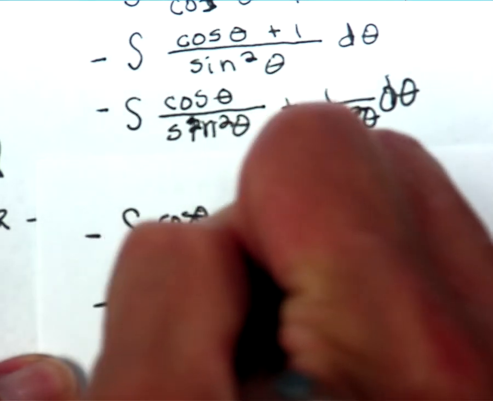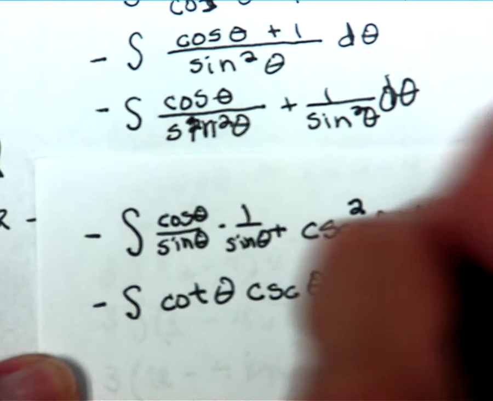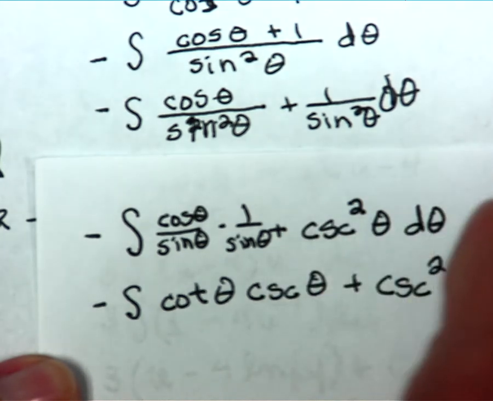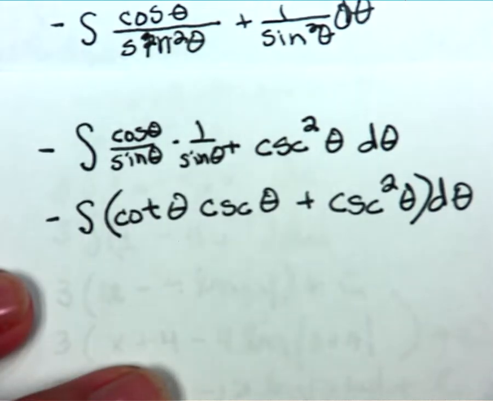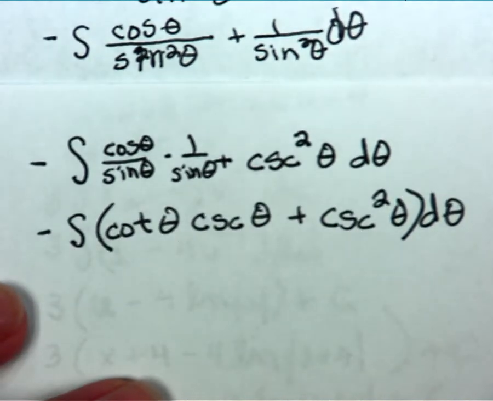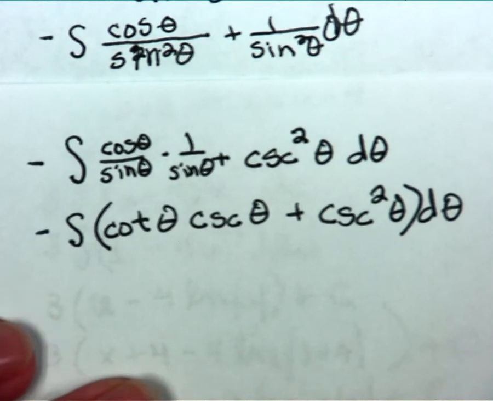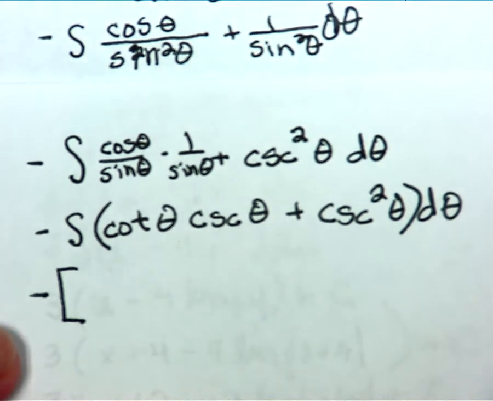And then I could see that that's cotangent theta, cosecant theta, plus cosecant squared theta d theta. So far, so good. What's the antiderivative? I'm going to keep that negative outside brackets. Eventually, I will probably distribute it completely. But what's the antiderivative of cotangent cosecant?